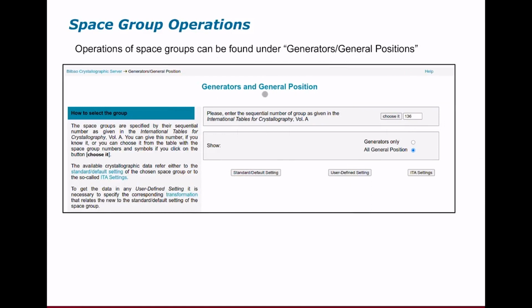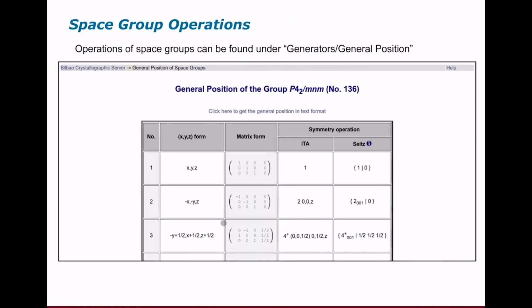I can use this generators and general position tool and just type in 136 here, click on all general positions and click on the standard setting. And I end up with a list like this. So in this list, for example, the first row is the identity operation. If you are into the Seitz notation, something we discuss in condensed matter courses sometimes, identity is represented this way. And identity applied on a vector XYZ results in a vector XYZ, right?